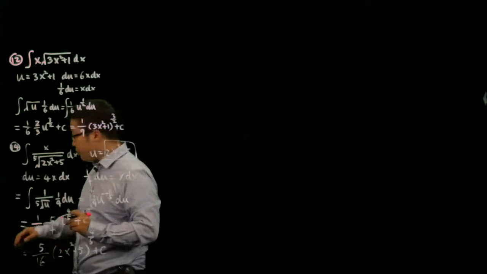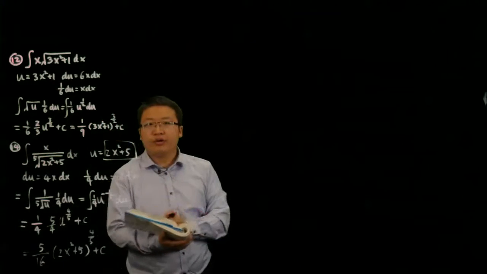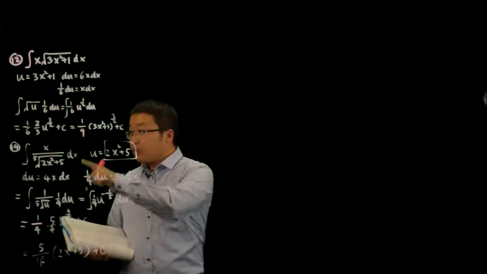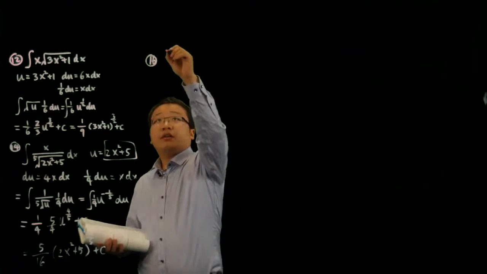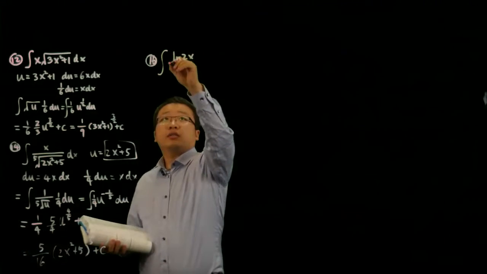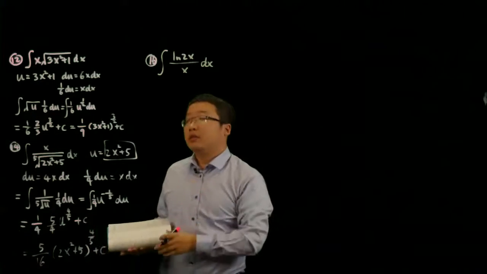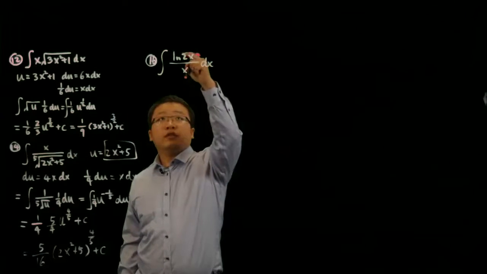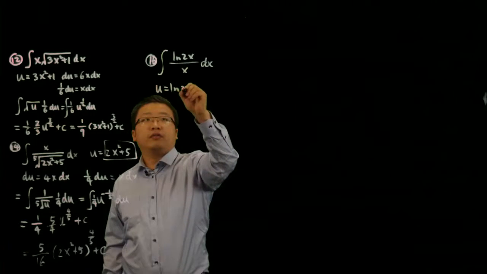Then number 16. Now the rest of the questions get more involved with different formats. It's number 14, number 16. Number 16, I have the integral of natural log of 2x over x dx. For this one, the derivative of ln 2x is 1/x. So I'm going to set u equals ln of 2x.